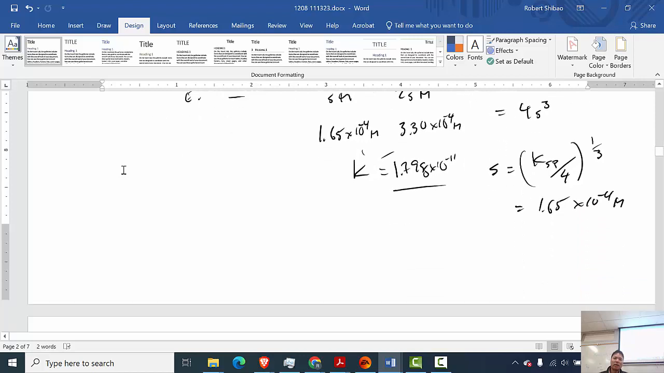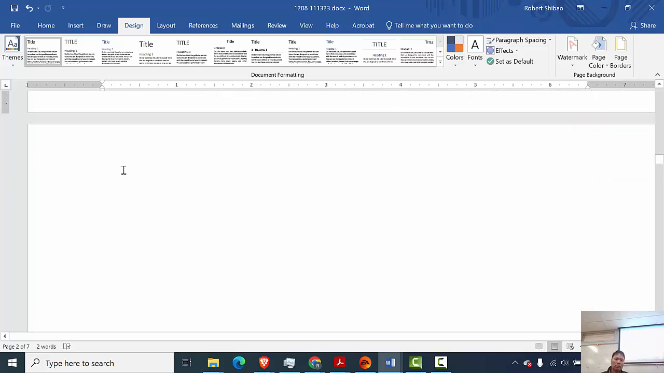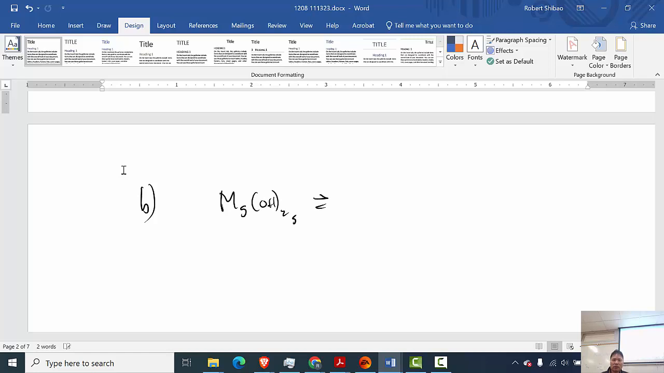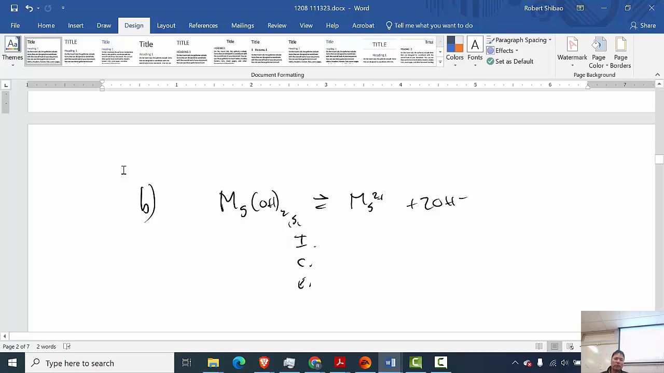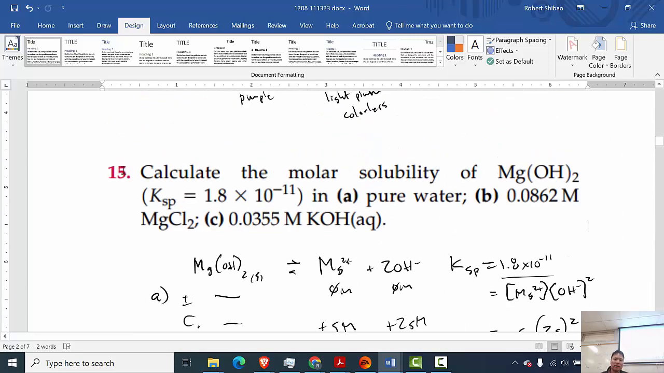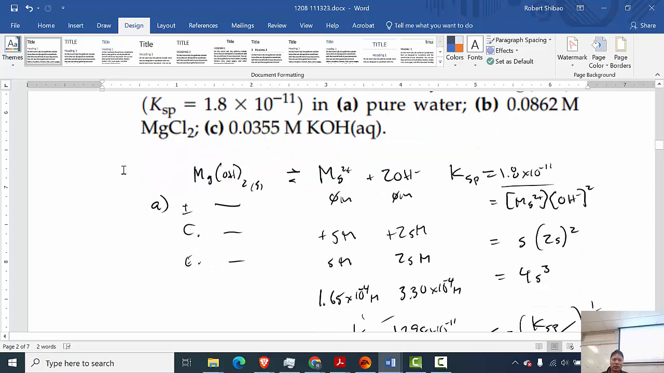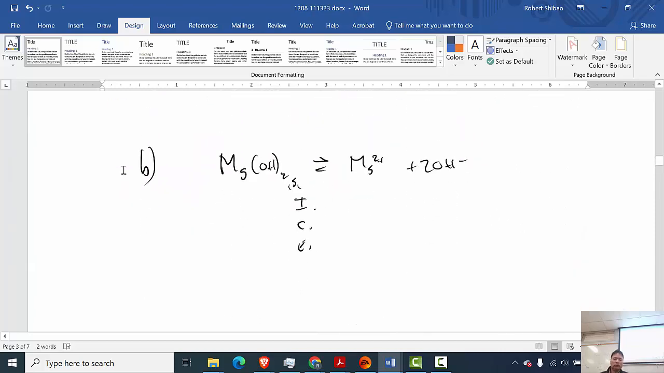Now, what happens if there's common ion present? If there's common ion present, then we're not dissolving this into pure water. So the solid, we just got to make sure there's enough there. So I'm going to kind of ignore the solid and just go here. And so in part B, we have some magnesium there to begin with. And so how much magnesium do we have? 0.0862 molar. And then hydroxide 0 molar.